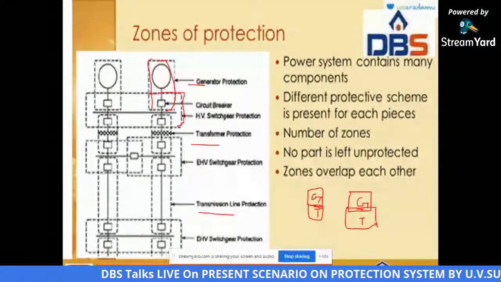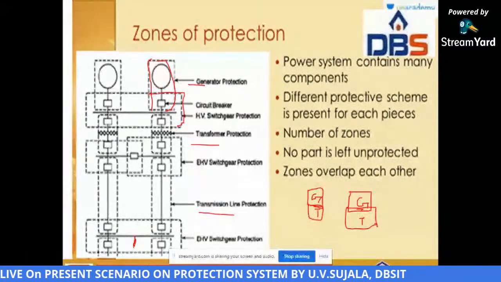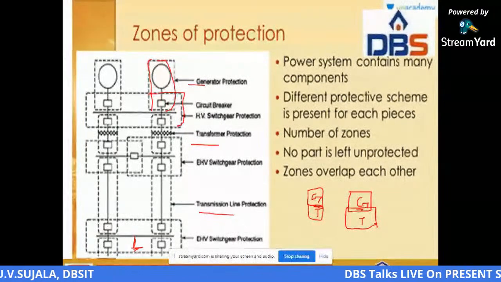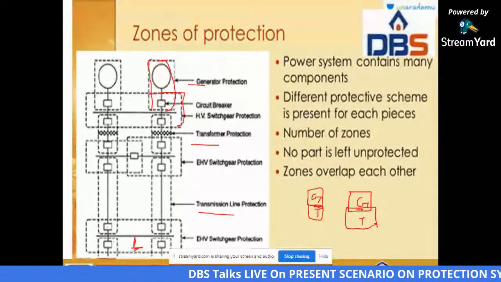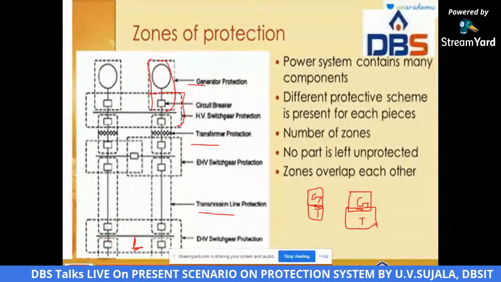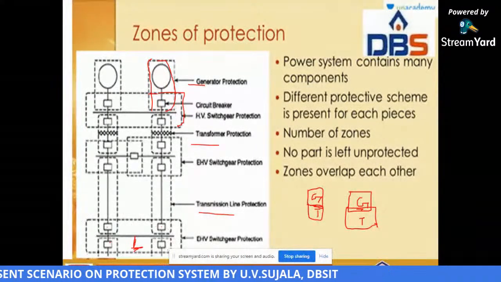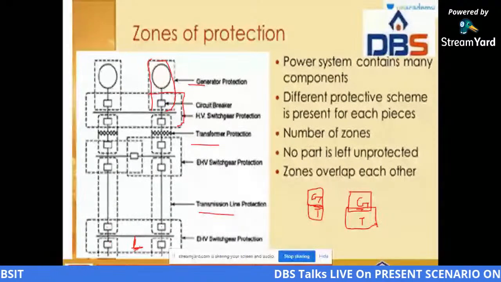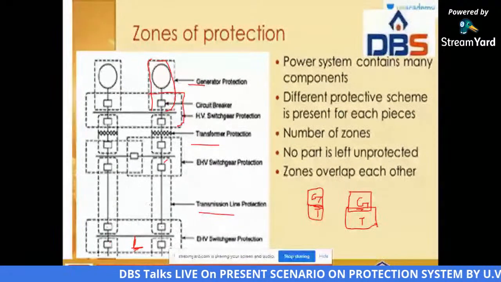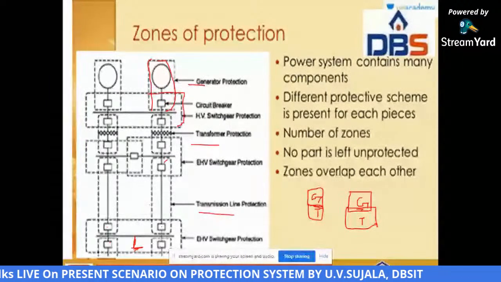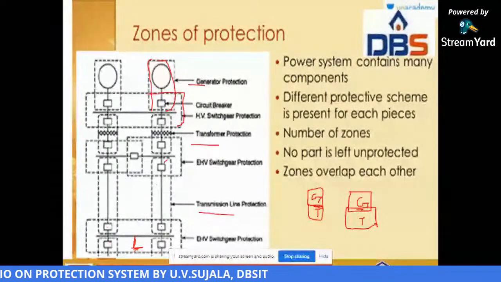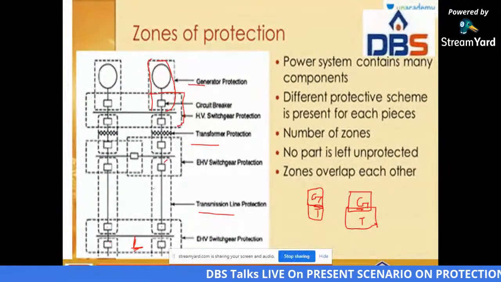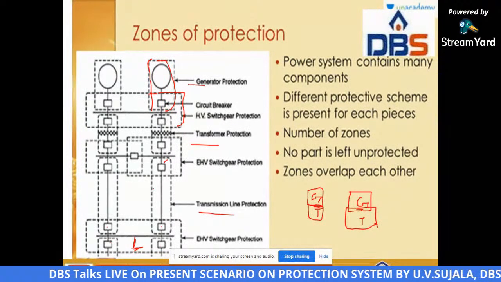And one thing, suppose some fault occurs. Whenever the fault occurs, only these four breakers will be active. If other breakers were also active, the total system would be disturbed. So only that particular zone will be taken, the fault isolated, and whenever the fault is rectified, the breaker will be closed.